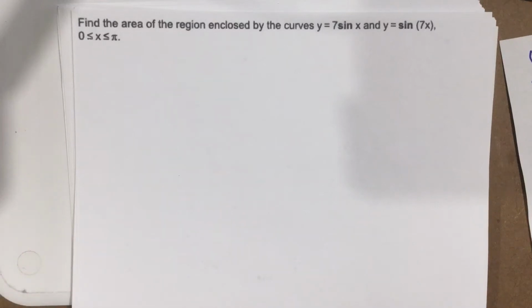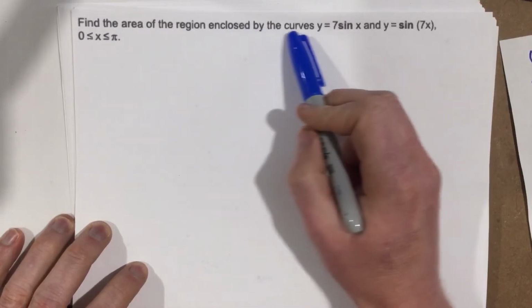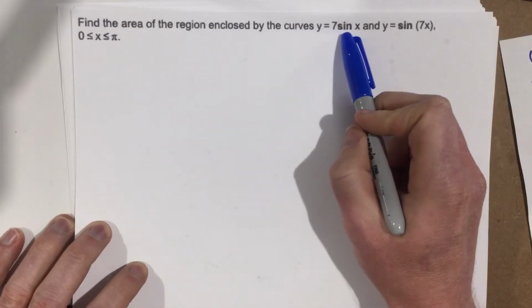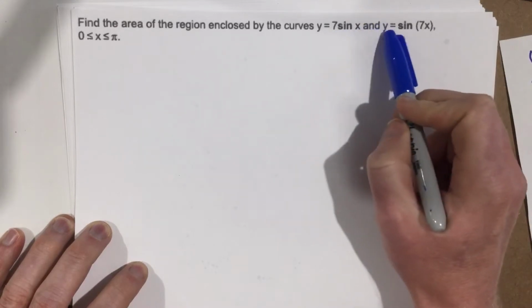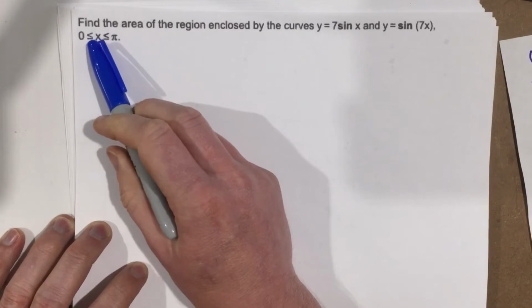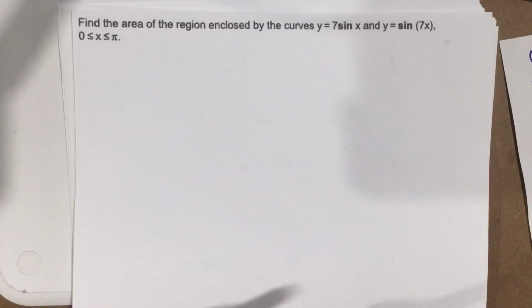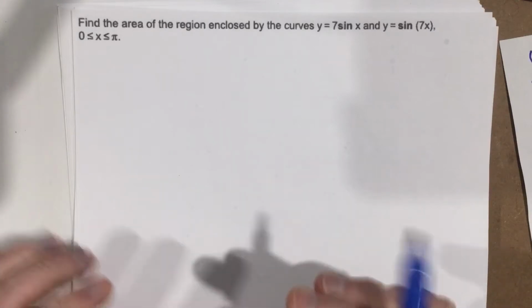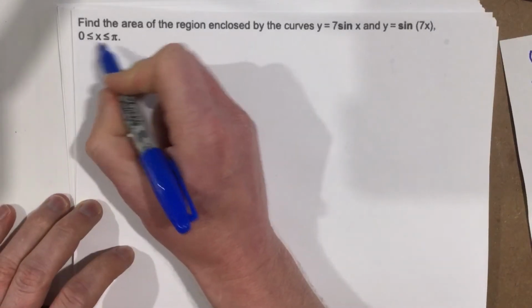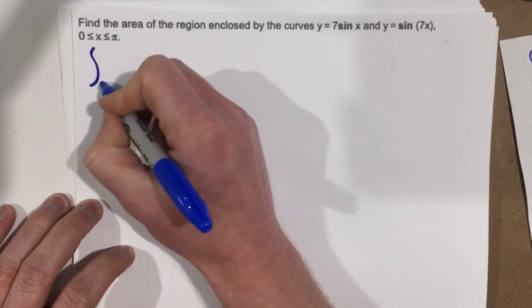This is problem number 7 from section 5.6. This problem, they say, find the area of the region enclosed by the curves y equals 7 sine x and y equals sine 7x from 0 less than or equal to x, less than or equal to pi. So from 0 to pi. The first thing we've got to do, they kind of make this easy. They tell us our interval from 0 to pi. So we know that we're going to do the integral from 0 to pi.